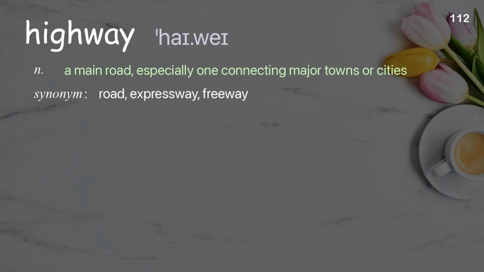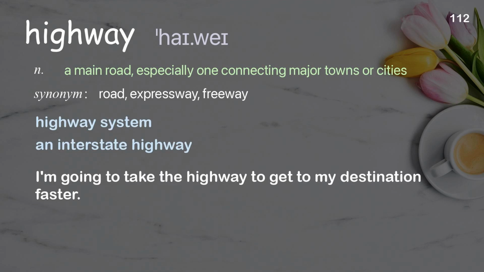Highway. A main road, especially one connecting major towns or cities. Examples. Highway system. An interstate highway. I'm going to take the highway to get to my destination faster.